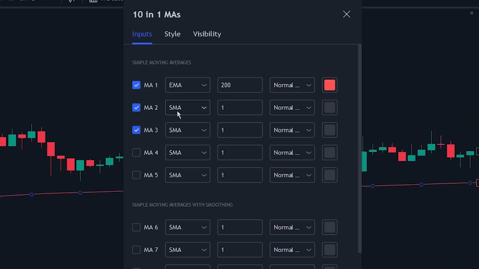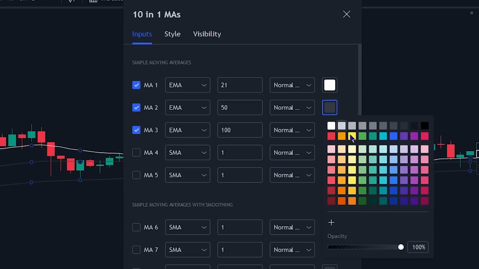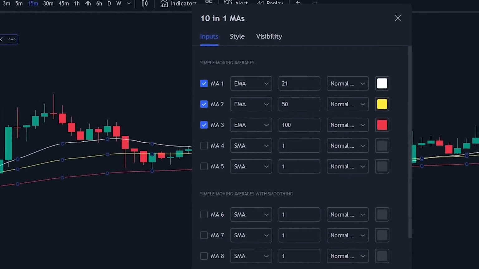We will be adding 3 EMAs to the chart, so let's select these. Now we will change the values of the EMAs. The first EMA will have a value of 21, the next one will have a value of 50, and the last one will have a value of 100. Finally, let's change the colors of the EMAs. That was all that we needed to do.